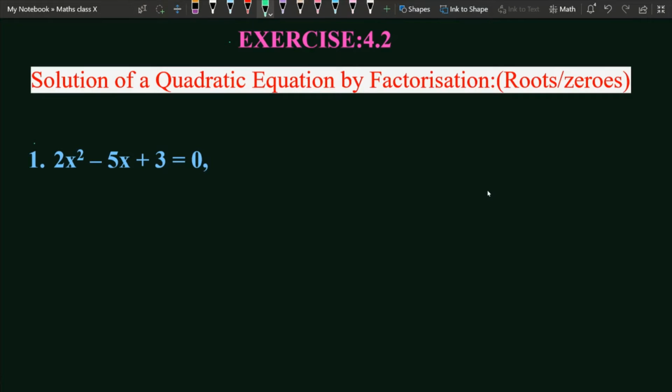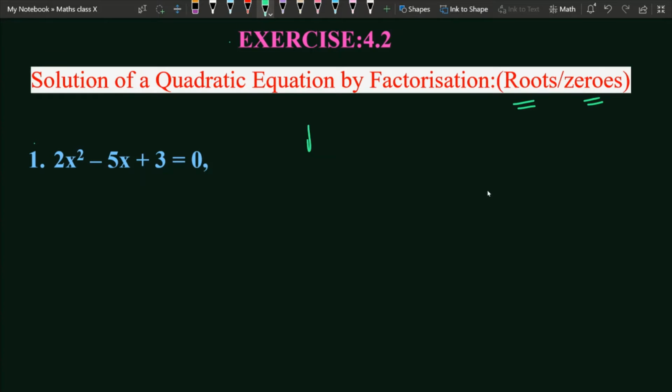Hello everyone. In this video we will discuss exercise 4.2 and the concept of it. Basically, in this exercise we'll learn about the solution of a quadratic equation by the factorization method. Okay, and we'll also study roots and zeros of a quadratic equation.